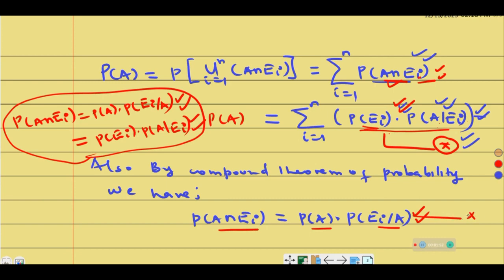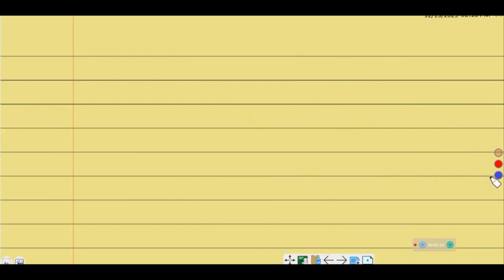Now from this equation, which I'm calling star star, I can also get the probability of Ei given A by dividing through by the probability of A, since the probability of A is not equal to 0. For that case, let us make this the subject. So we shall have the probability of Ei given A, the same as the probability of A intersection Ei divided by the probability of A.